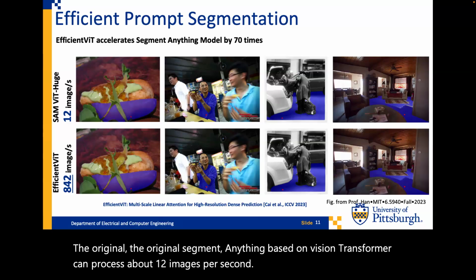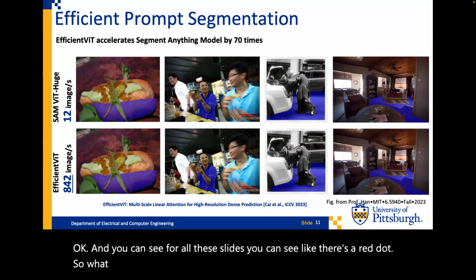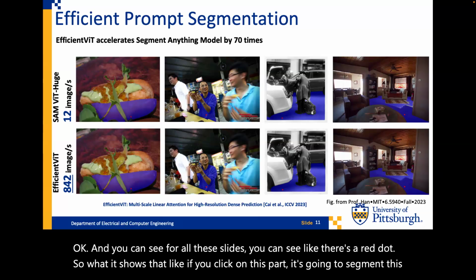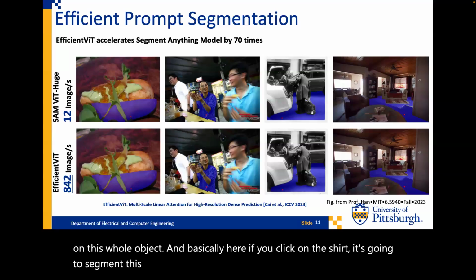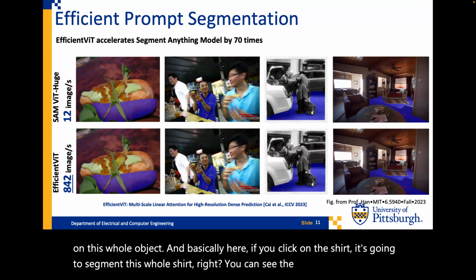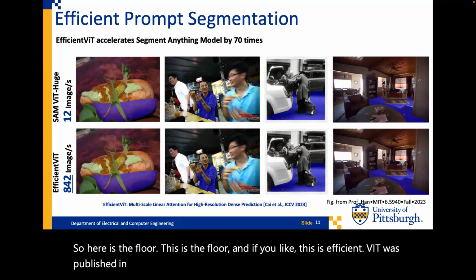You can see in all these slides that there's a red dot. It shows that if you click on this part, it's going to segment this whole object. Here, if you click on the shirt, it's going to segment this whole shirt. You can see the red dot over here, right? Here is the floor. And EfficientViT, published in 2023, can achieve pretty much the same performance, as you can see here.